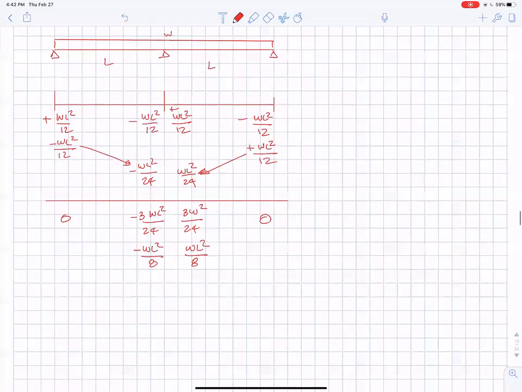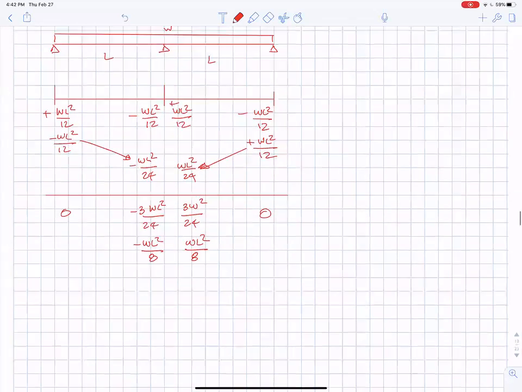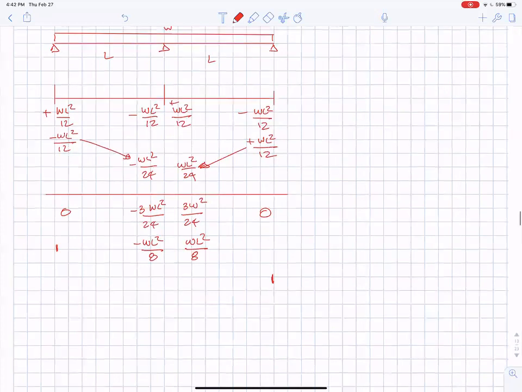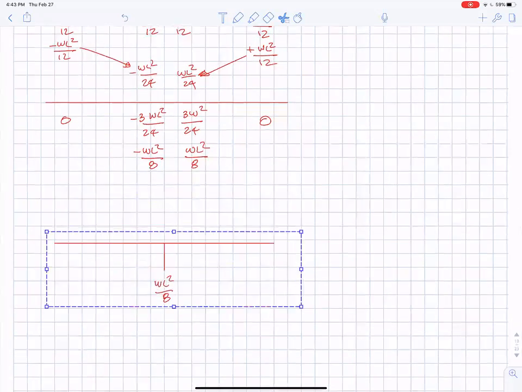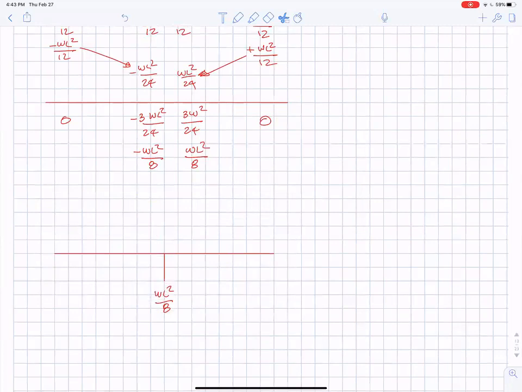Okay, so let me do this again. Let's see, we're going from here to here. I'm having trouble with my glasses. Okay, so we're going this far. I knew that in the middle, this moment was WL squared over 8 by what I just showed you up there. So I didn't actually even do that. I did that in my head. I just visualized that. Okay, so I knew this is what we're starting with. WL squared over 8 in the middle.